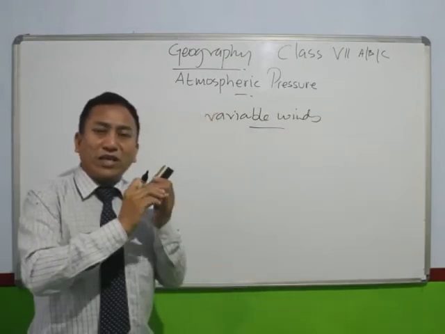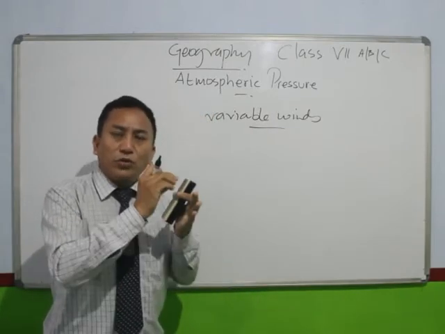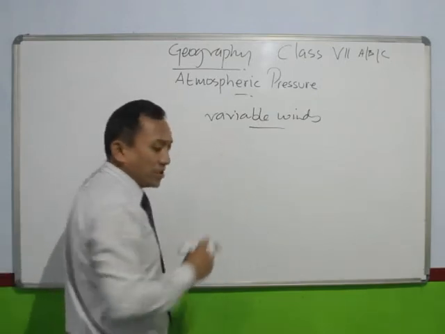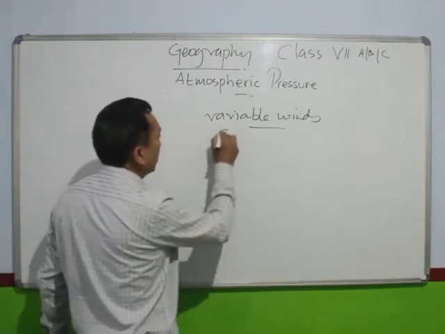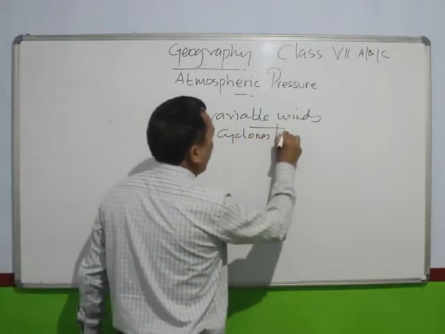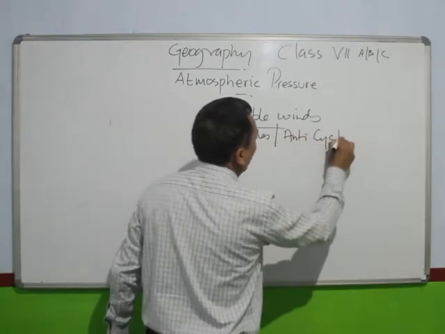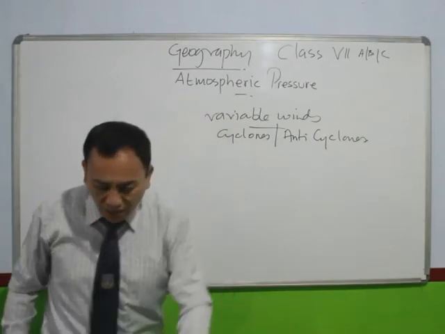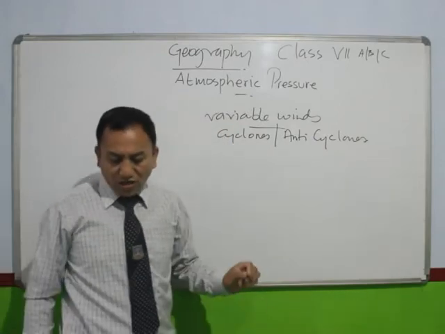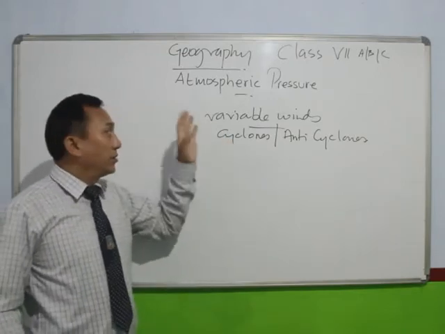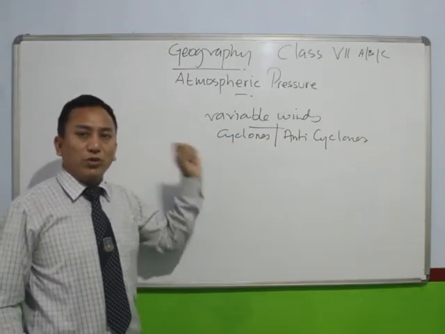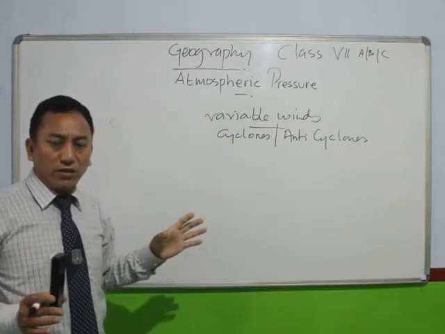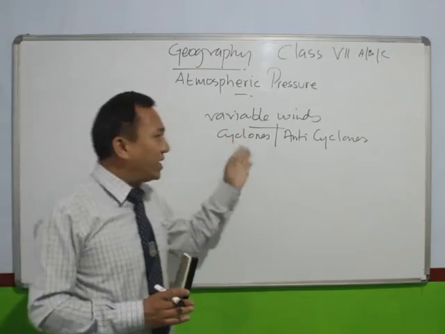We did the different types of winds like the permanent winds, the periodic winds, the local winds, and now we come to the variable winds. The examples of variable winds are basically cyclones and anticyclones. They blow in a small area for a short duration of time. Now let's see what is a cyclone.